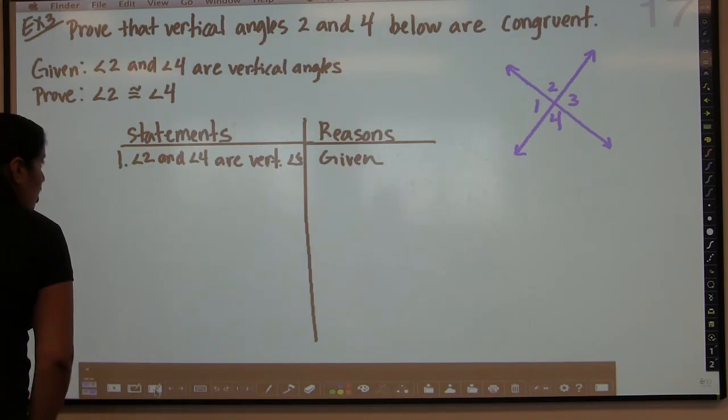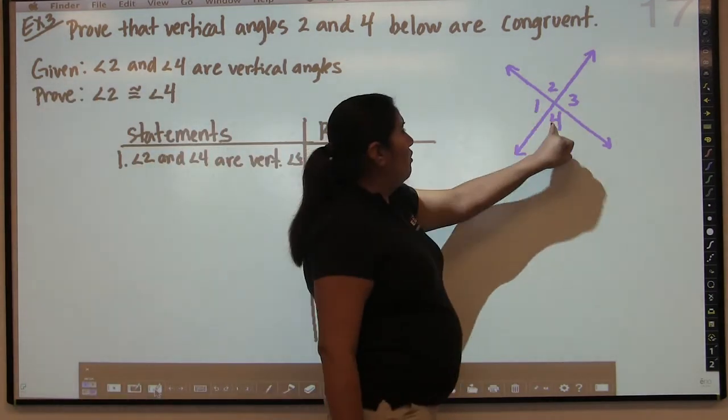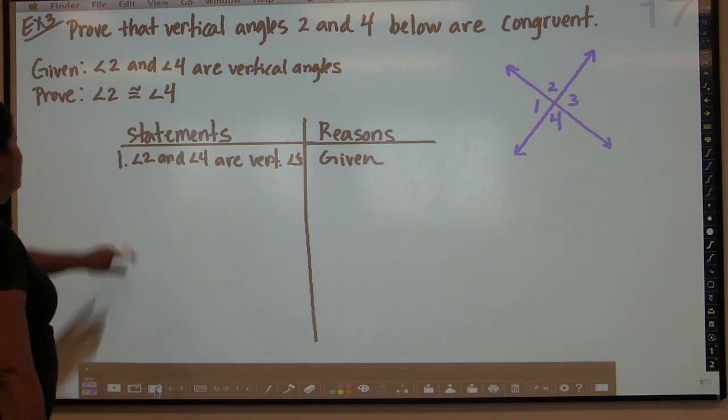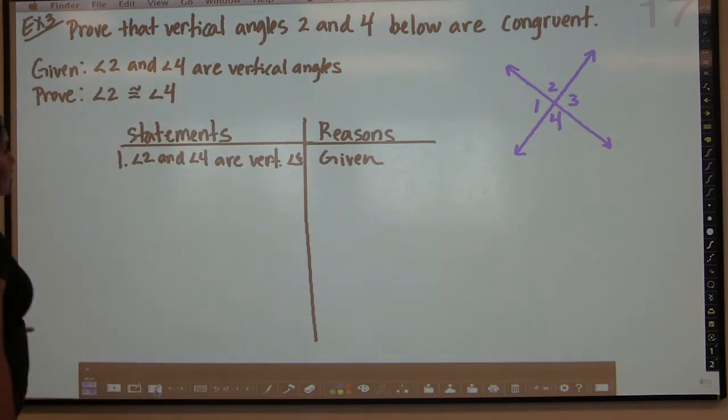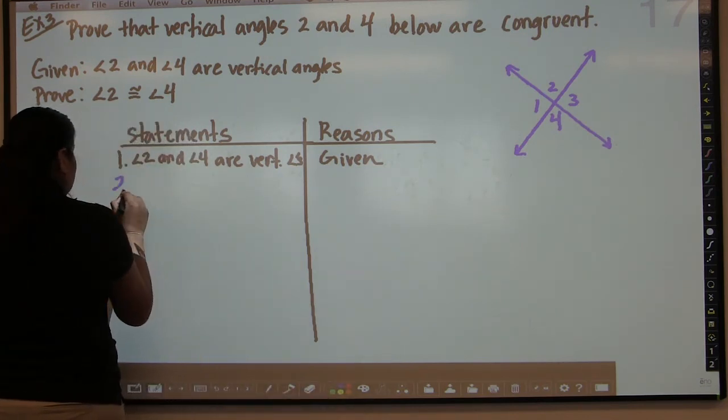So right now, we want to do some examples using the congruent complement supplement theorem. All right, so here we go. We have a diagram. It says prove that vertical angles 2 and 4 below are congruent. So we're trying to prove that angle 2 and 4 are congruent. Given: angle 2 and angle 4 are vertical angles, and we can see that from the diagram. They want us to prove that they're congruent as well.